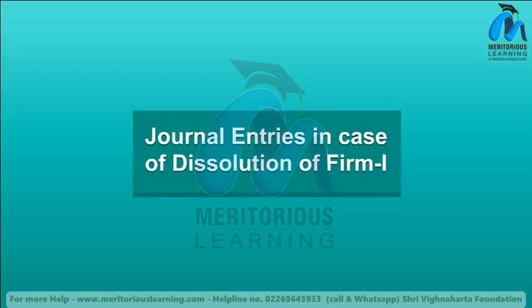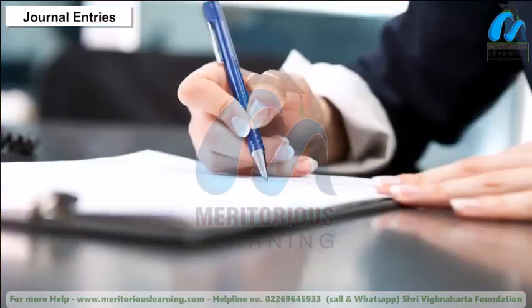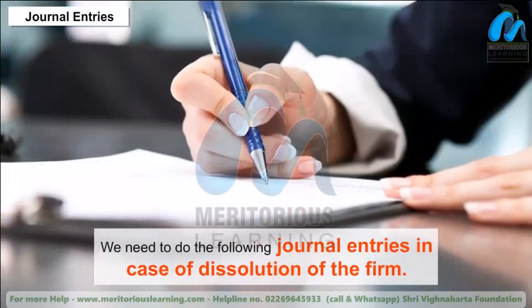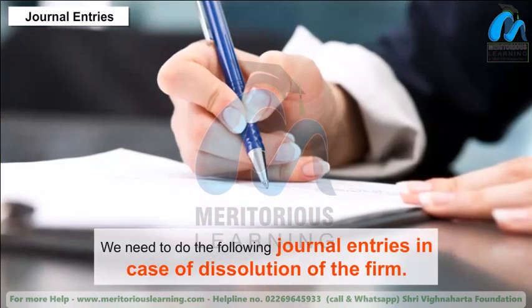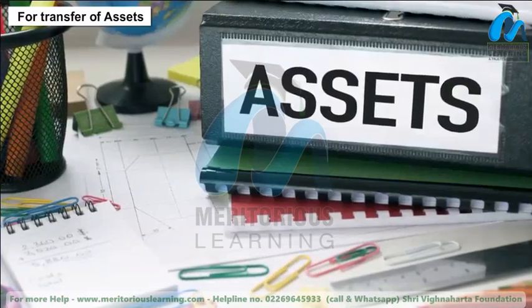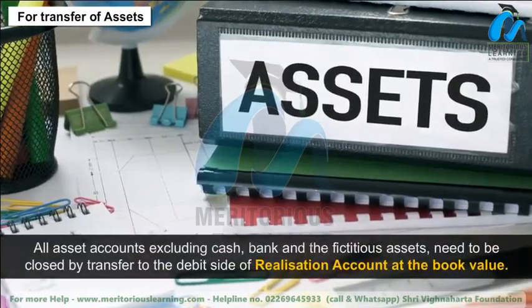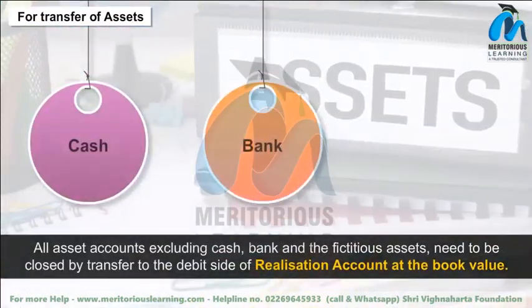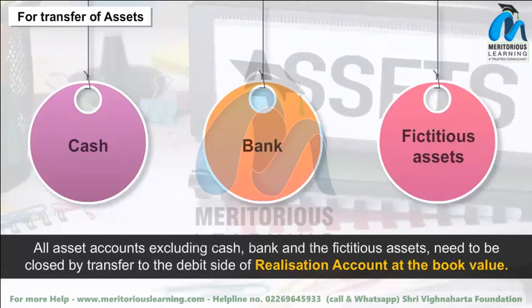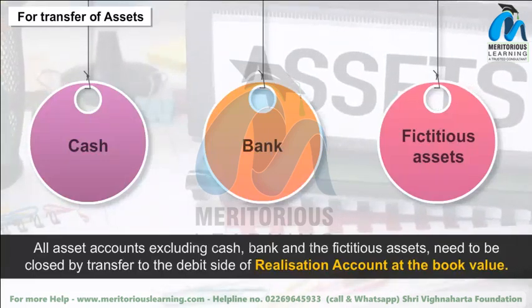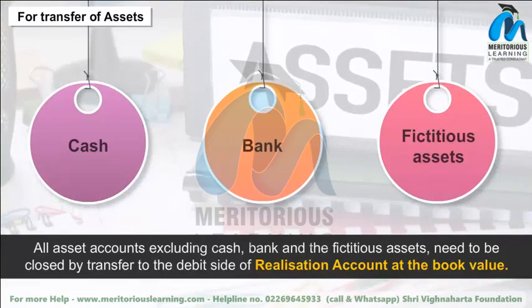Journal entries in case of dissolution of firm 1. Journal entries. We need to do the following journal entries in case of dissolution of the firm. For transfer of assets, all asset accounts excluding cash, bank and the fictitious assets need to be closed by transfer to the debit side of realization account at the book value.